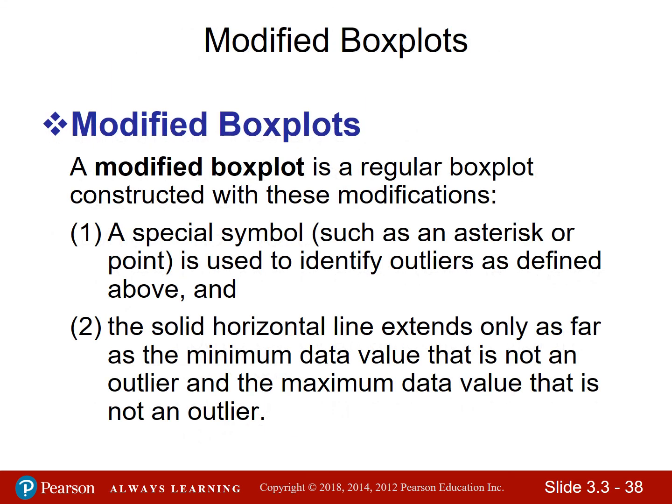We also have the modified box plot, which is a regular box plot constructed with this modification. A special symbol such as an asterisk or point is used to identify outliers, defined above. A solid horizontal line extends only as far as the minimum data value that is not an outlier and the maximum data value that's not an outlier.